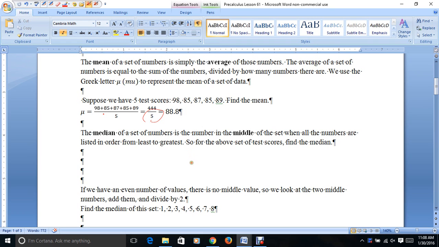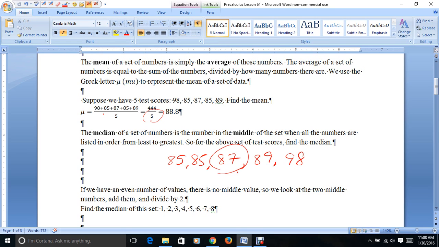Then the median is the middle number. So in this set of numbers here, first of all, you have to put the numbers in order. So you've got 85, 85, 87, 89, 98. So these are those 5 numbers. The middle number is the median.